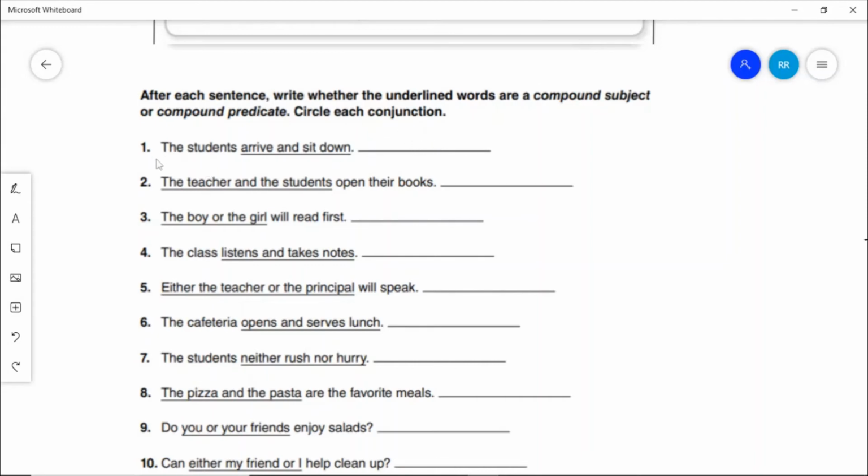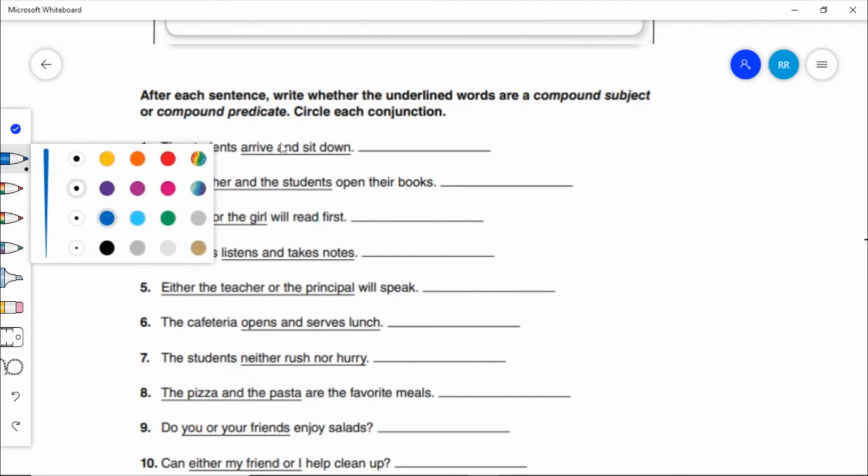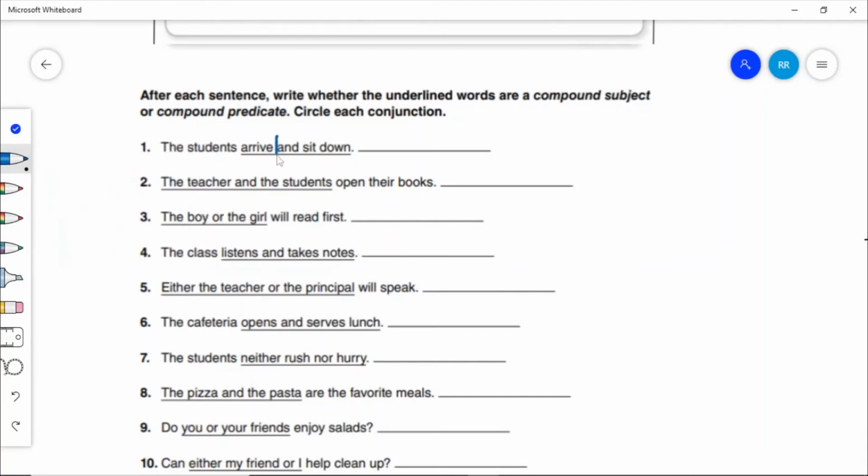Let's start with number one. The students arrive and sit down. Okay, so they have underlined this one, arrive and sit down. What do we call it? Is it a compound subject or a compound predicate? It has verbs, right? It has the what part of the sentence. So it's a compound predicate. Don't forget that we need to circle the conjunction. So circle and, then right here on the line, compound predicate. Deal?